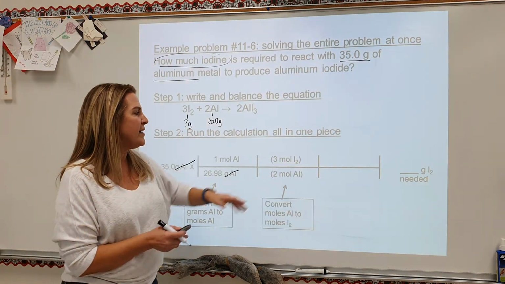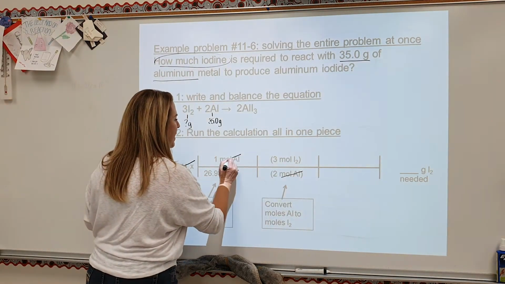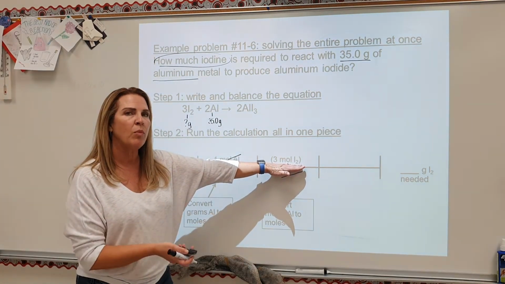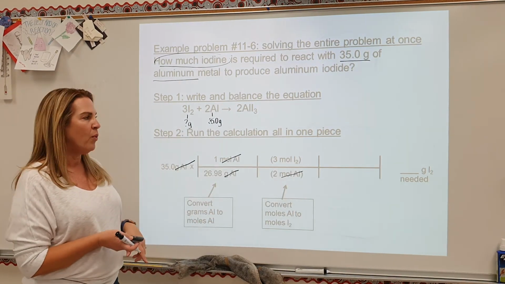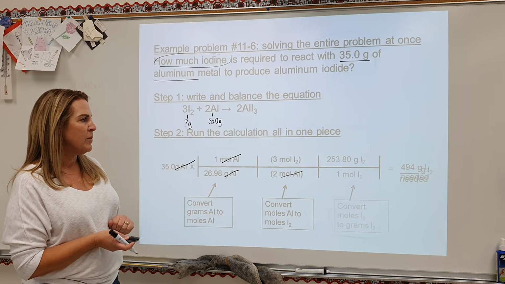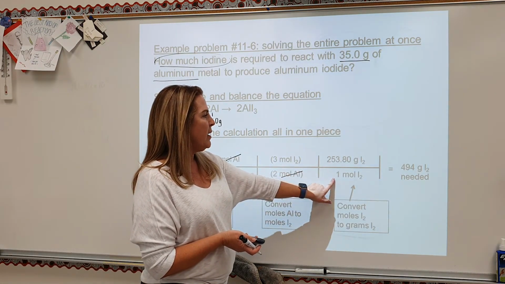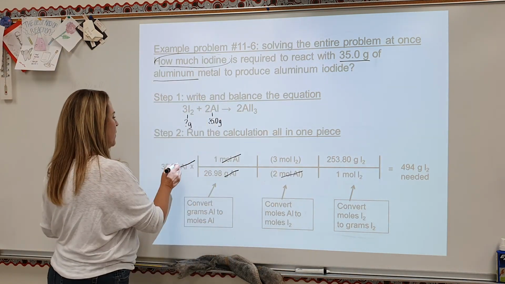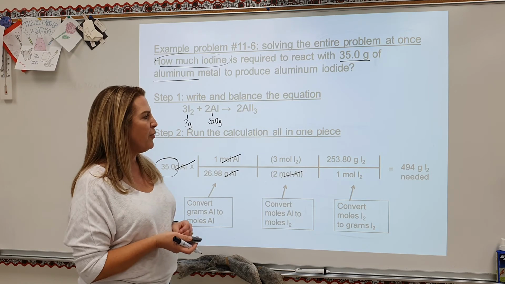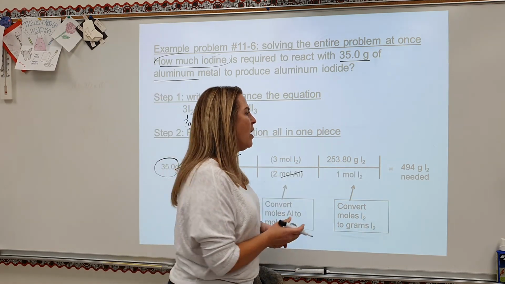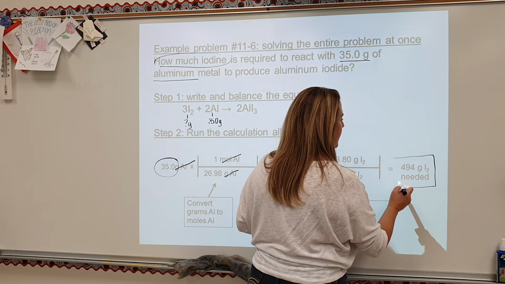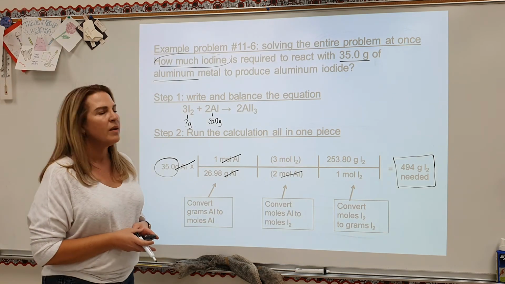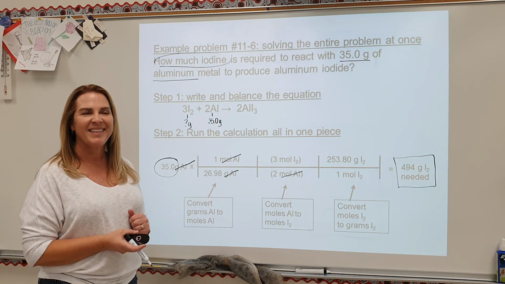So now we're in moles. If I stop right here, my moles of aluminum cancels, my grams of aluminum have canceled. If I stop right now, my answer's in moles of iodine. One more step. We've got to go to grams using the molar mass. Using the molar mass of iodine, there it is. And final answer is 494 grams, because our original information had 3 significant figures. 494 grams of iodine are needed. Box that baby out. And that's it for this section.